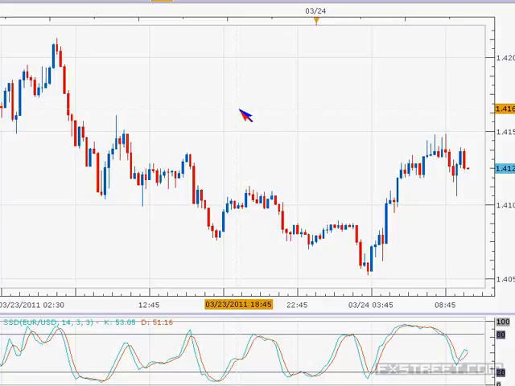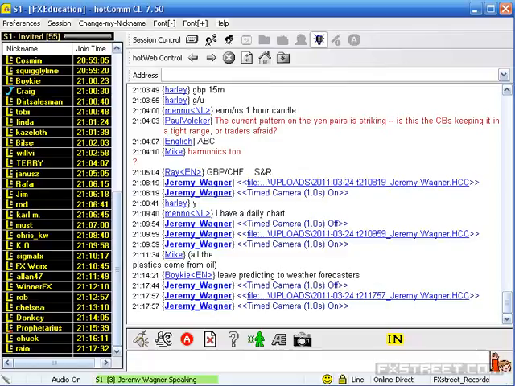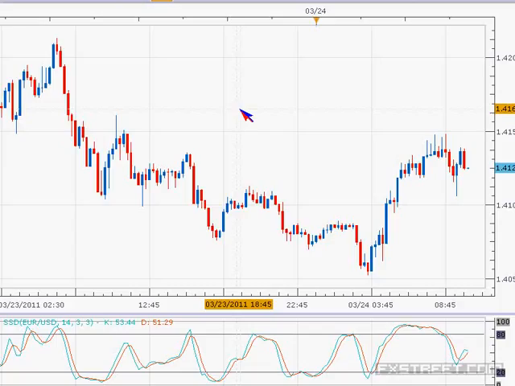And Paul Volcker, I'm looking at your comment right now. It says that the current pattern on the yen is striking. Is this the CBs, central banks, keeping it in a tight range, or are the traders afraid? Let me go ahead and grab this question real quick, and then we'll talk more about the Japanese yen once we get to the triangles.